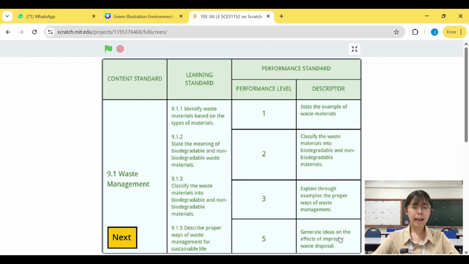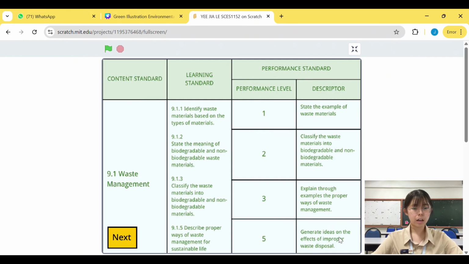The third one is 9.1.3. Classify the waste material into biodegradable and non-biodegradable material. In this topic, we will practice sorting waste material into the correct category and understand how to treat them properly. And the last learning standard is 9.1.5.